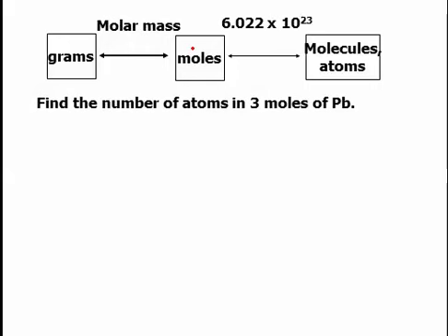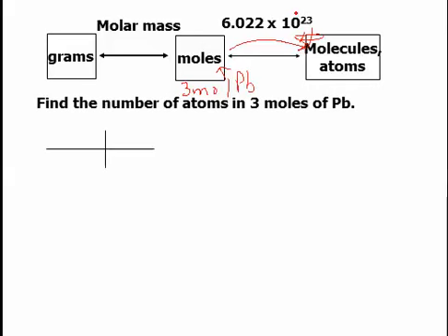So here's our first problem. Find the number of atoms in 3 moles of lead. All right, so where are we starting? Well, we're starting with 3 moles of lead. So we're starting in this box. And remember, we want to find this box's number. So we want to go from moles to number of atoms. All right? So we follow the T-chart method.